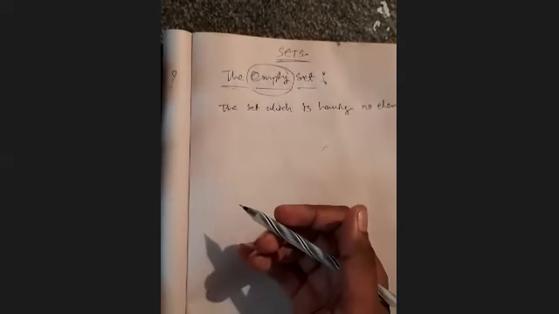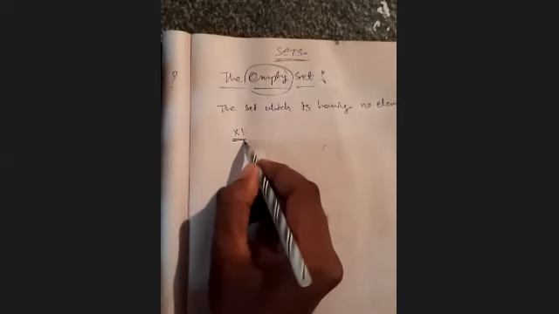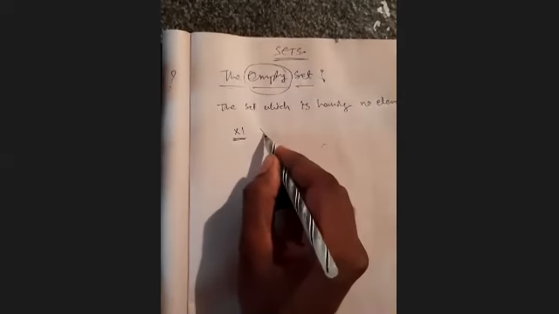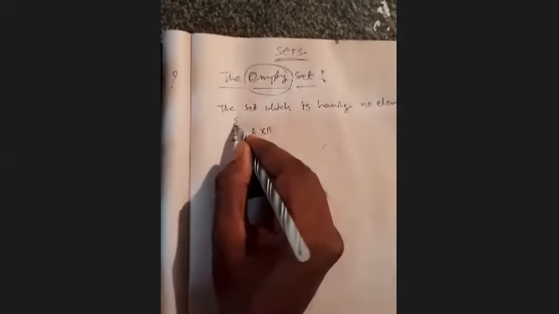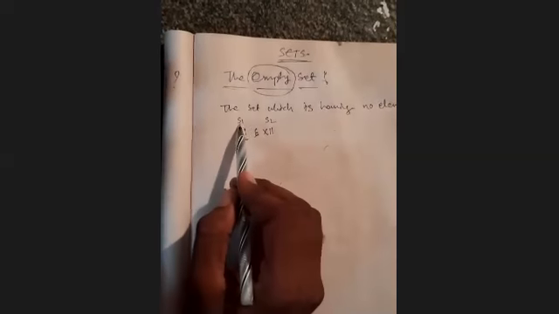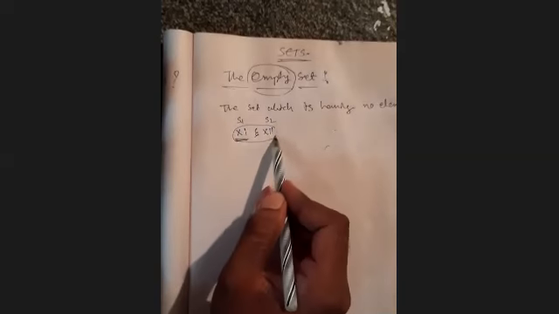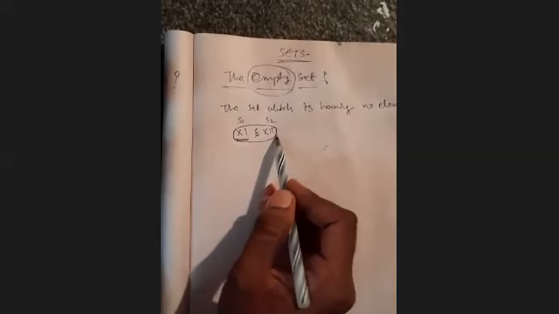For example, suppose you are studying 11th class, and one more student is studying 12th class. This is student 1, student 2. Student 1 cannot study at a time 11 and 12, and student 2 cannot study at a time 11 and 12.